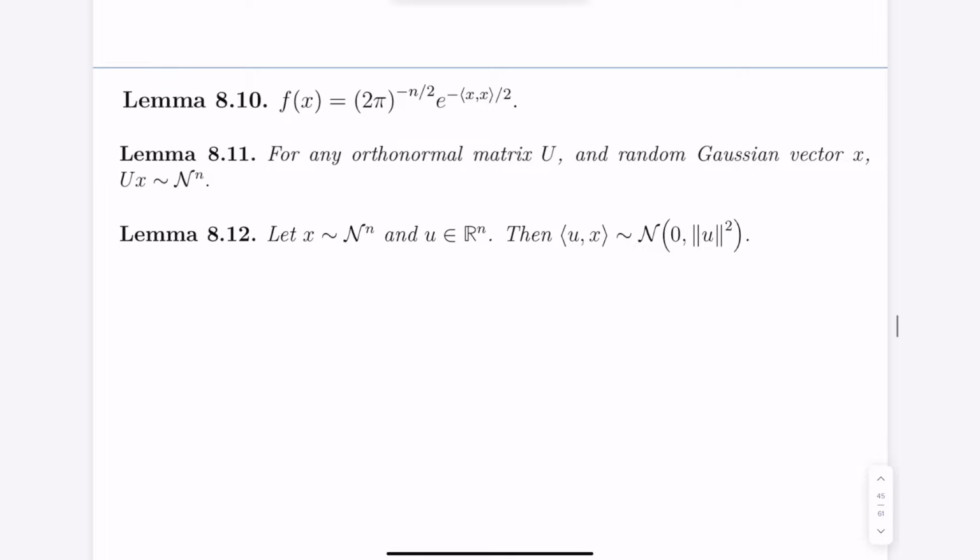Now, part 3 says that if I take a random Gaussian vector and any vector u, and look at the inner product, I'll get a Gaussian random variable. This is a fancy way to say that a sum of Gaussians is a Gaussian. But I'm claiming it follows from rotational invariance. Why? For simplicity, you should assume that u is a unit vector, because it's scale invariant anyway.